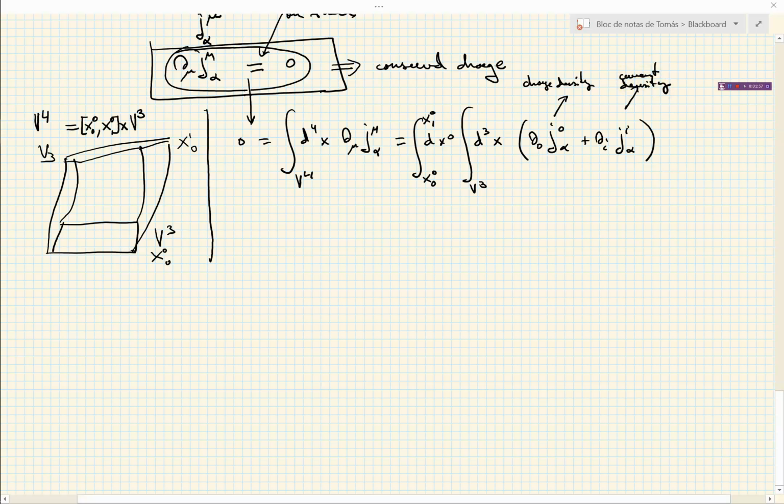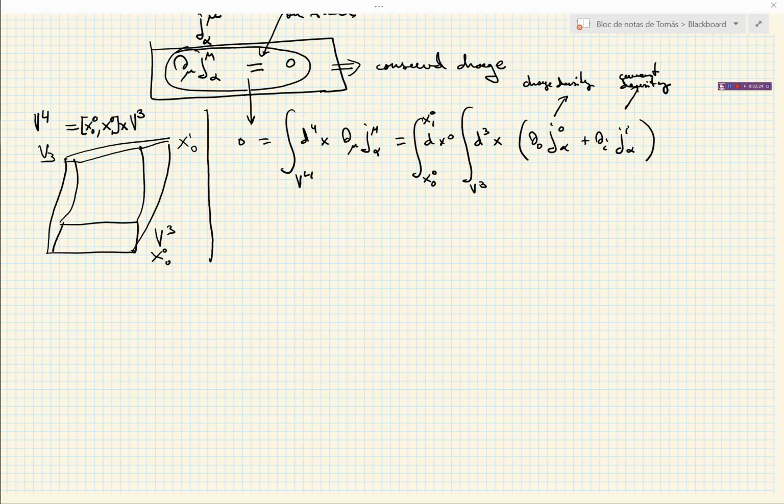Okay, the names are associated to the fact that when you integrate this J0 over a three-dimensional volume, you get the charge that is enclosed in that volume, and this Ji tells you the density of current when you integrate it over a two-dimensional surface that crosses that surface at a given time. If you remember your definitions in electromagnetism, they are identical to this.